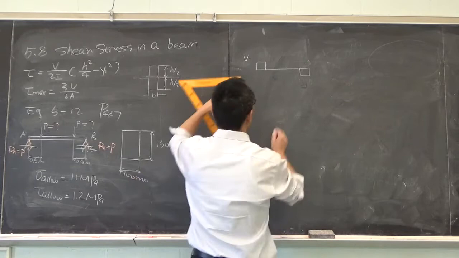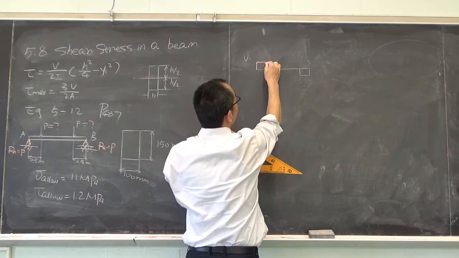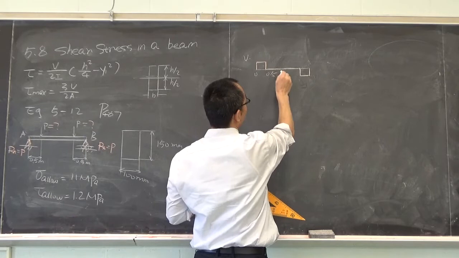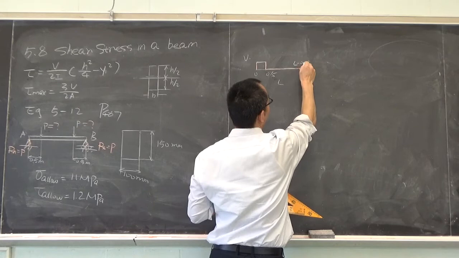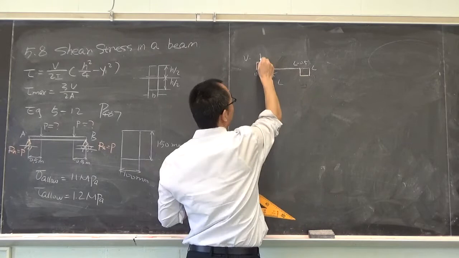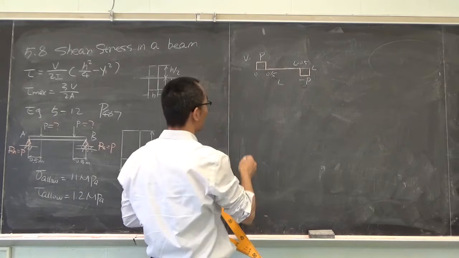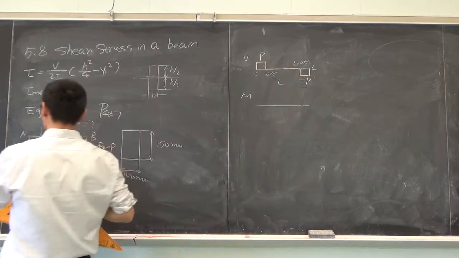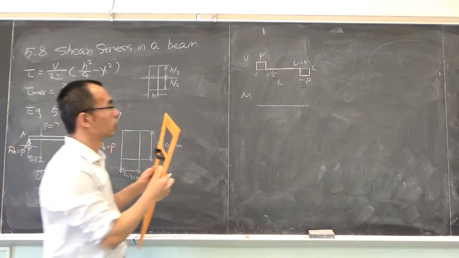This is the shear force diagram, right? This one is 0.5. If the total length is L, then this is L minus 0.5, and this one is L. So this one will be P, this one will be negative P, right? And also we know the bending moment diagram. In this region, it will be RA multiplied by X, so it will be linear.